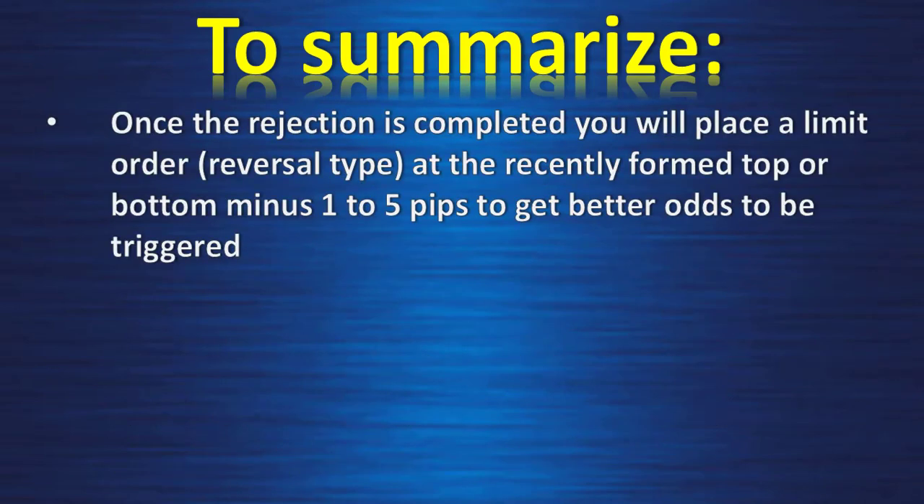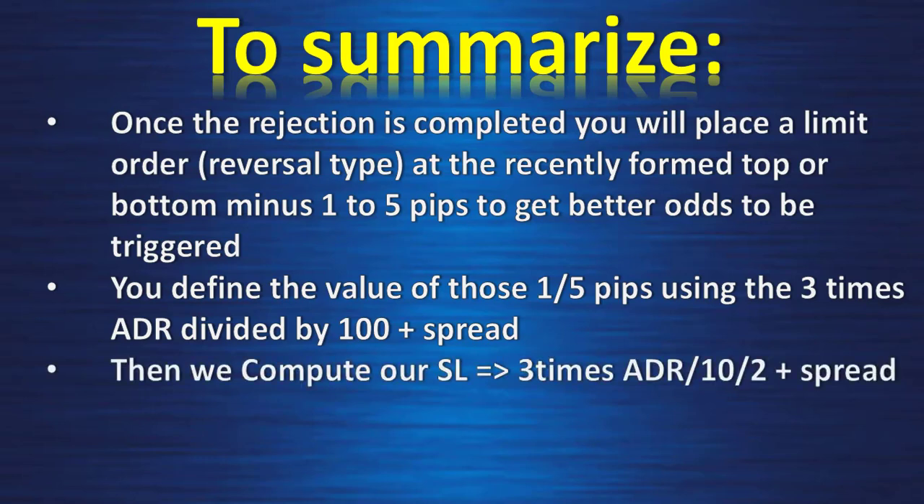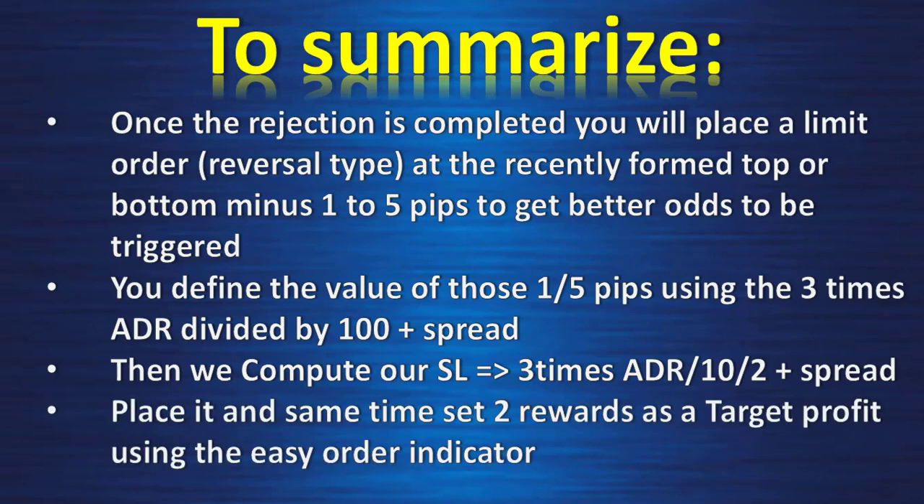Once the rejection is completed, you will place a limit order, reversal type, at the recently formed top or bottom, minus 1 to 5 pips, to get better odds of getting triggered. You define the value of those 1 to 5 pips using the 3 times ADR divided by 100 plus the spread. Then we compute our stop loss. We use the 3 times ADR divided by 10 and divided again by 2 plus the spread. Then we place the trade.